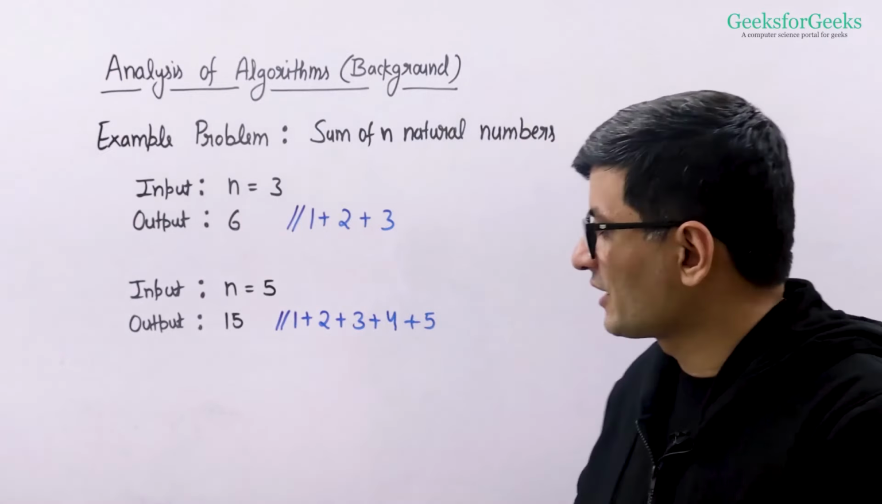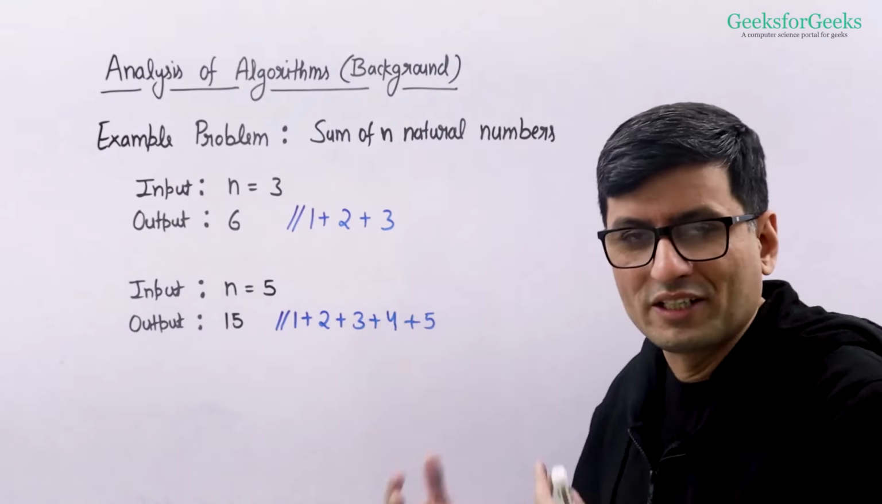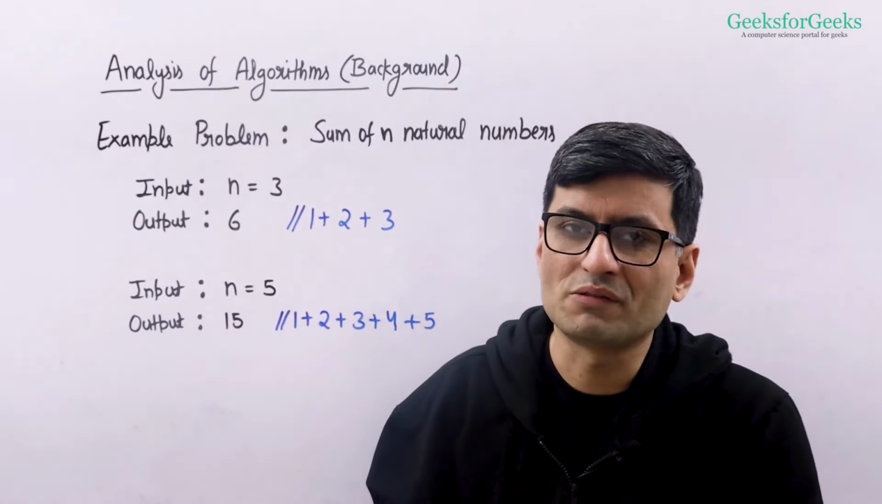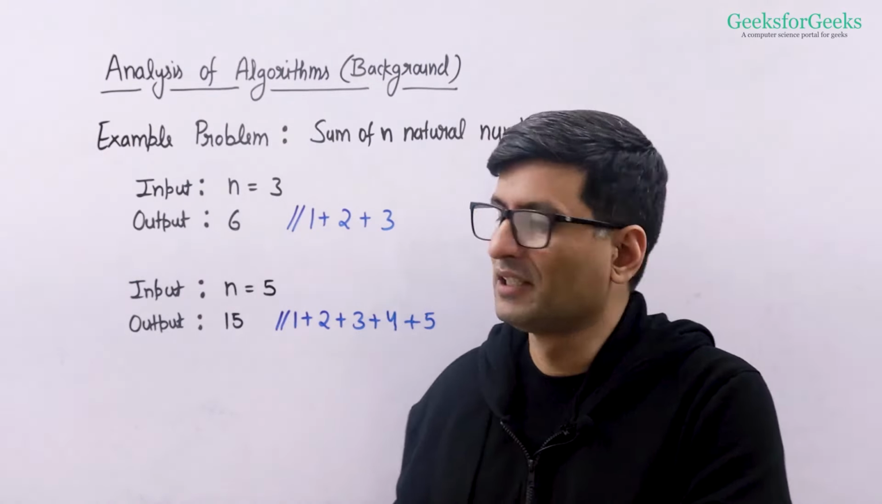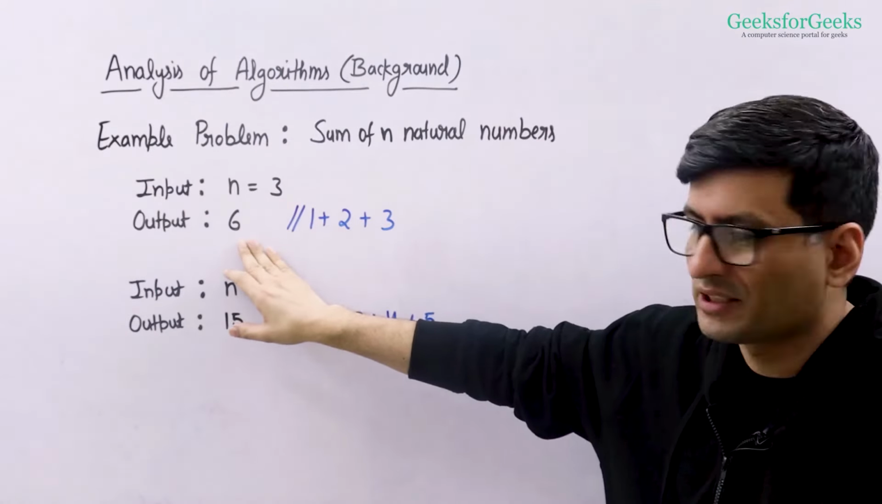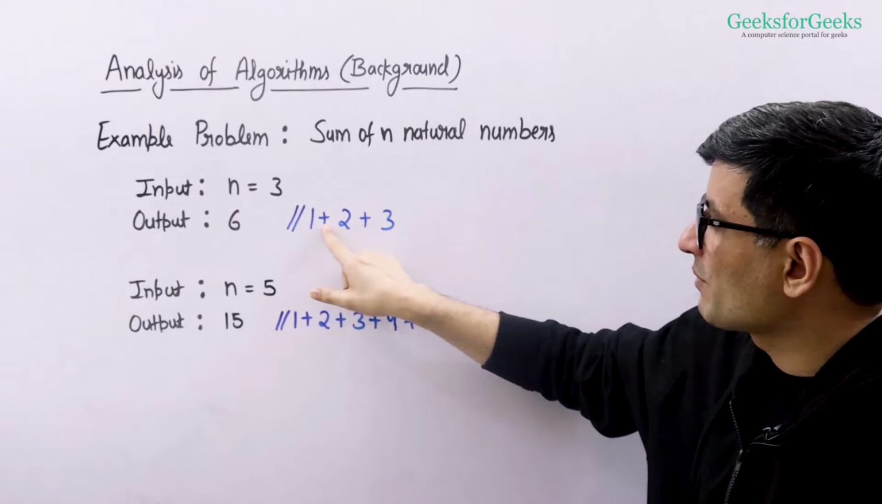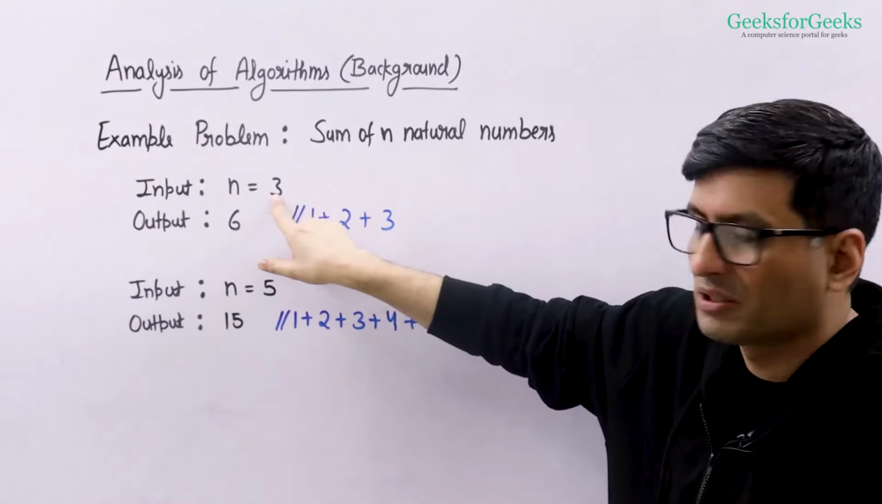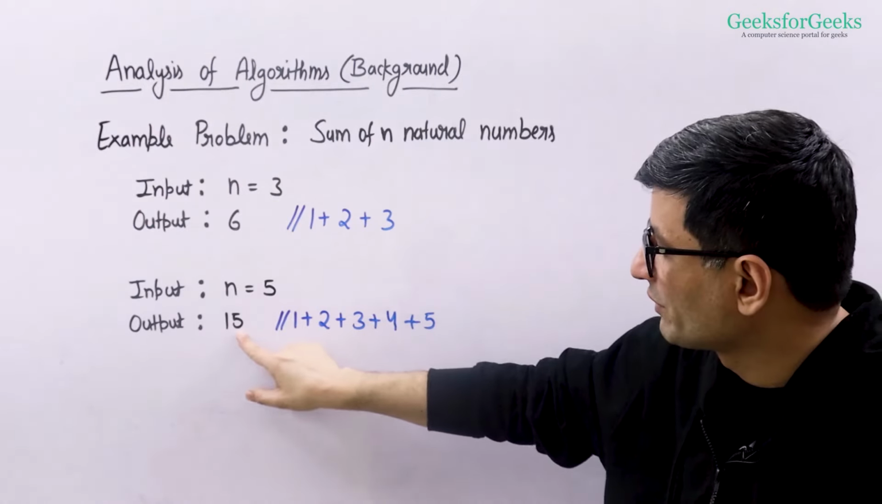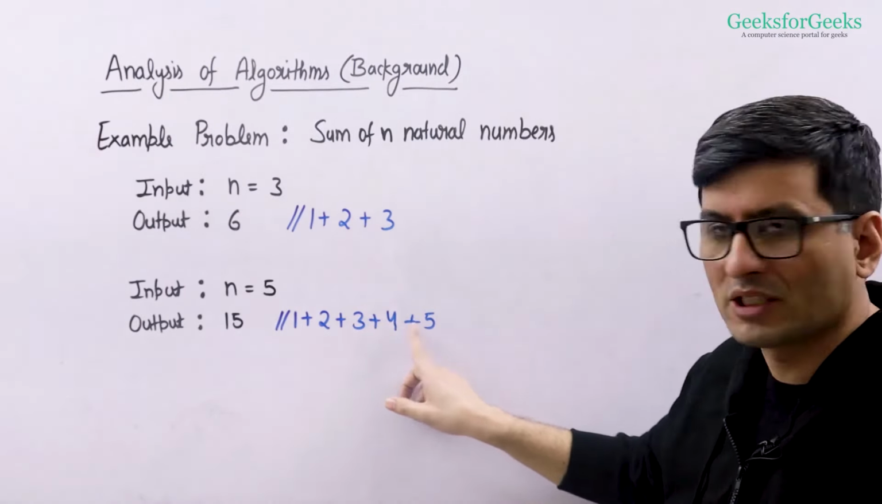So we are going to discuss this problem where we are given a number n and our task is to find sum of first n natural numbers. For example, if n is 3, then our output is going to be 6. How do we get 6? 1 plus 2 plus 3. We need to find sum of first n natural numbers. If n is 5, then our output is going to be 15. 1 plus 2 plus 3 plus 4 plus 5.